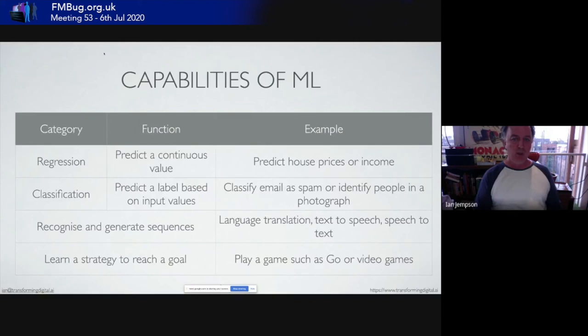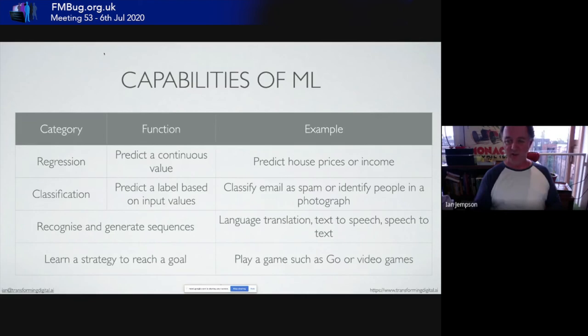If I describe some of the capabilities of machine learning, then we can see where FileMaker fits in. There are four broad capabilities. We've got regression, where we can predict a continuous value, such as house prices or incomes. Classification, where you're predicting a label for an input, so classifying email as spam or identifying people in a photograph.